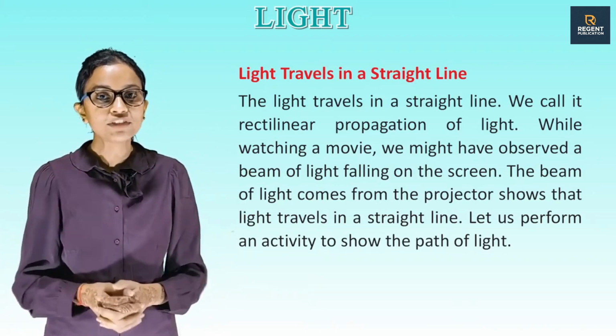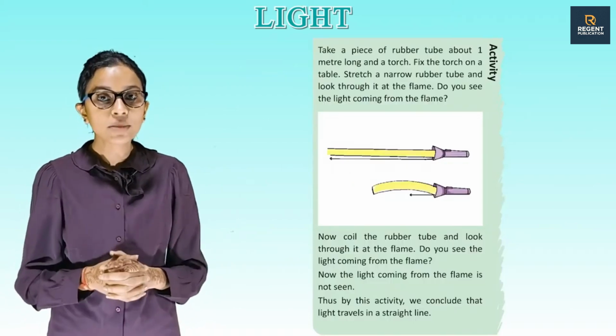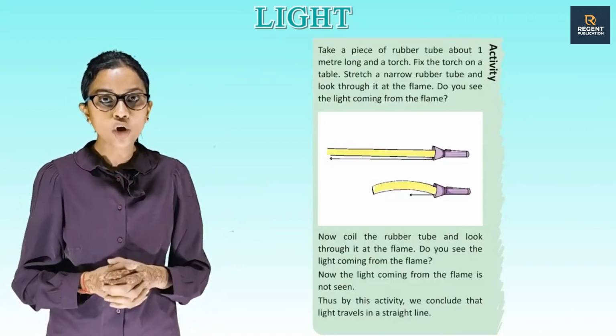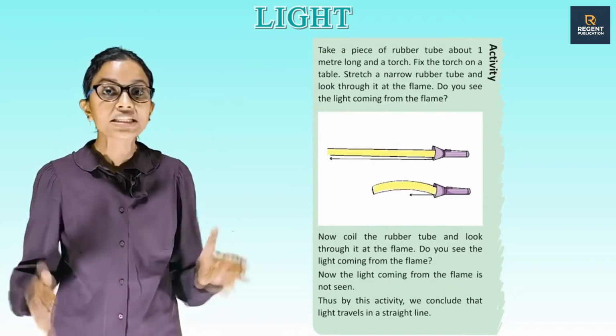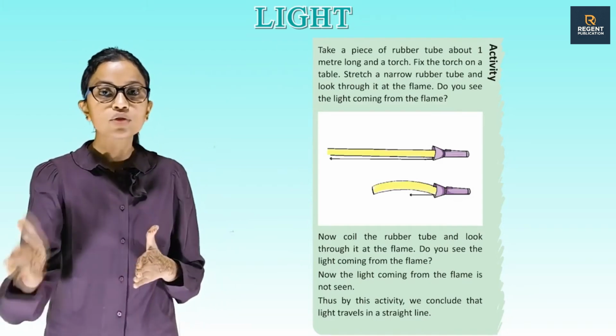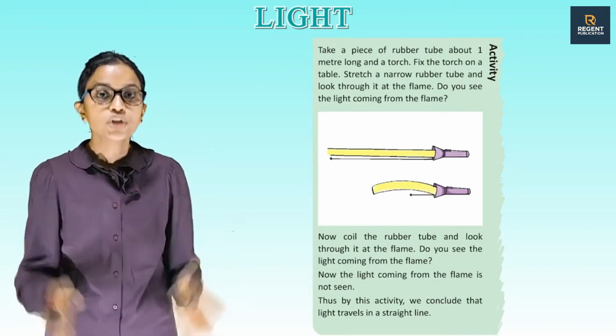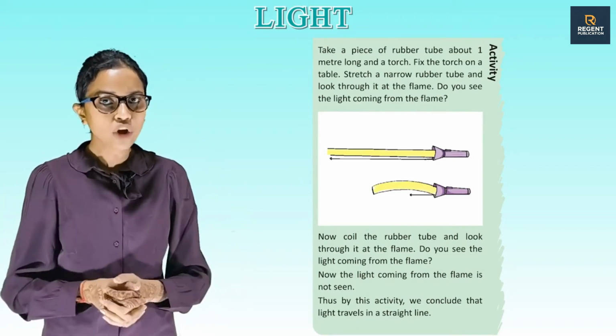Let us perform an activity to show the path of light. Take a piece of rubber tube about 1 meter long and a torch. Fix the torch on a table. Stretch the rubber tube and look through it at the flame. Do you see the light coming from the flame?